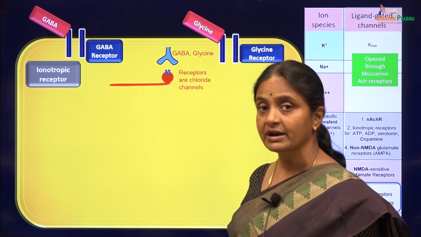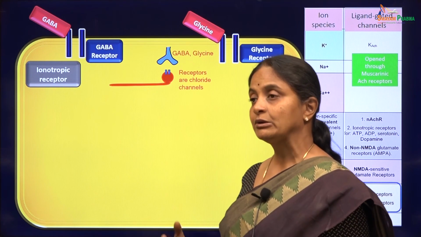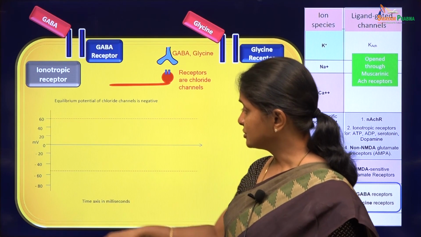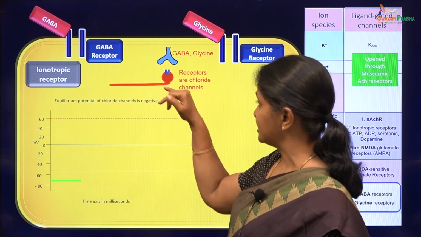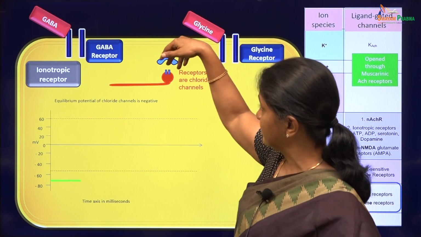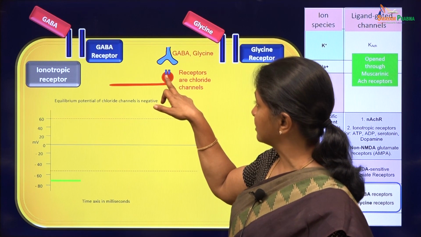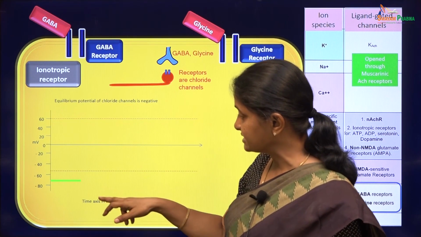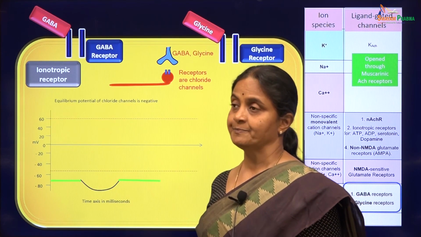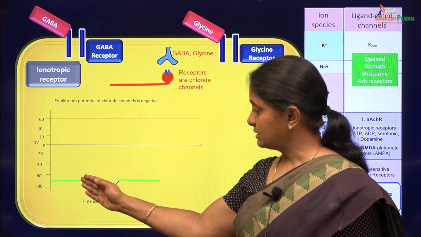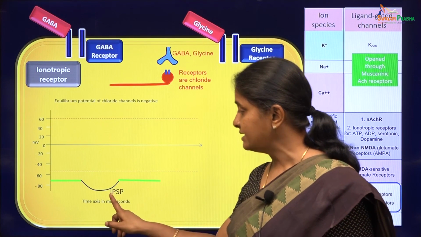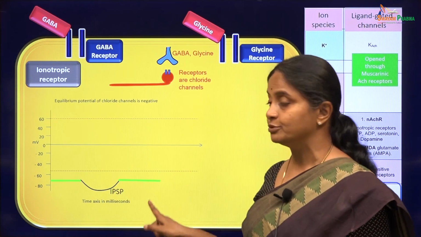Those channels are chloride channels, and you know that when chloride channels open, the cell will hyperpolarize. So, if that is the resting potential of the postsynaptic neuron, if a presynaptic neuron releases either GABA or glycine and opens up the chloride channels in their respective receptors, the membrane will hyperpolarize, become more negative. These hyperpolarizations induced by these neurotransmitters are called inhibitory postsynaptic potentials.